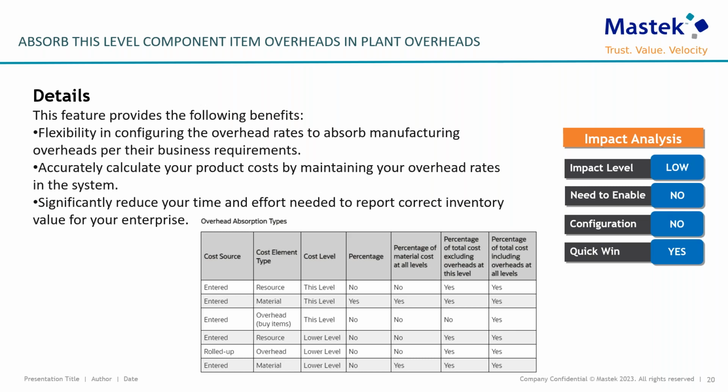When you run the roll-up cost processes, the product cost gets calculated after including the overheads as specified in the overhead rate setup. We don't need to do anything to enable this feature, and we do not have to configure anything for this feature. So it will be a quick win for us.